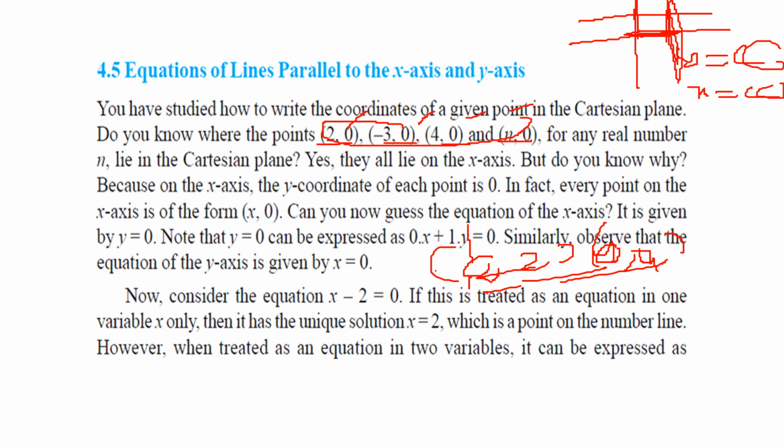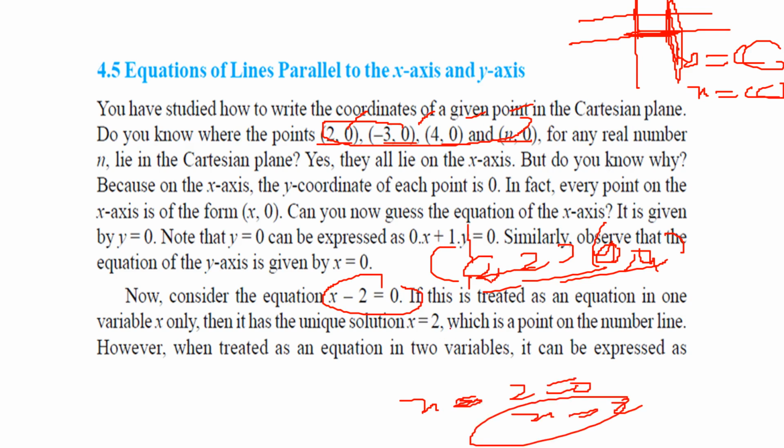So this x minus 2 equal to 0. Just take an example. X minus 2 equal to 0, that means x equal to 2. So x equal to 2, that means this is x, this is 1, this is 2. So x is equal to 2 is just this line. So it's a straight line, it's a line which is parallel to the y-axis.